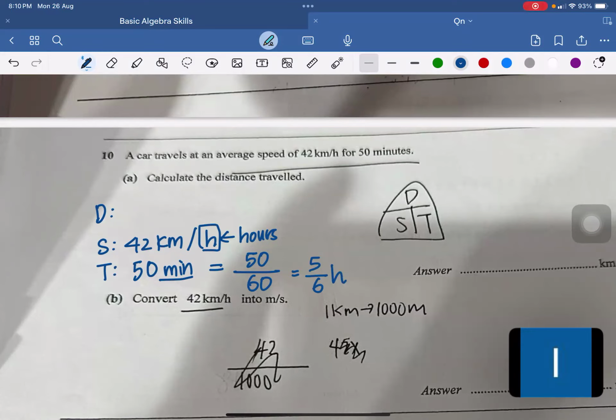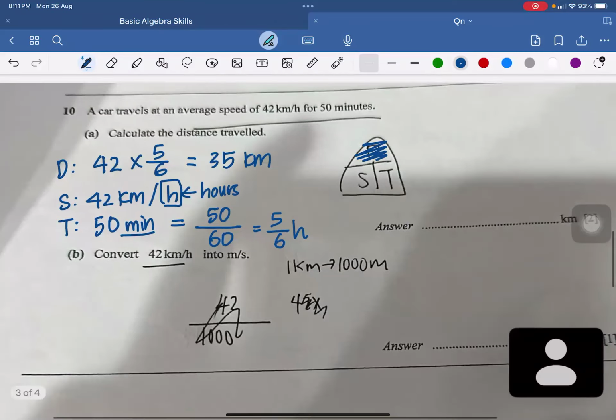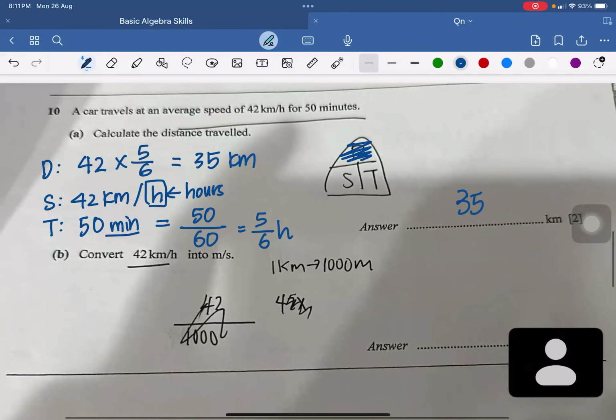Distance equals speed times time. So speed times which timing? 5/6. Correct. Then get your answer. I don't know what's the calculator value. Leave it in fraction if it's not a nice number. Is it 35? It's 35. Yes, 35, correct. So kilometers. So the distance traveled is 35 kilometers.